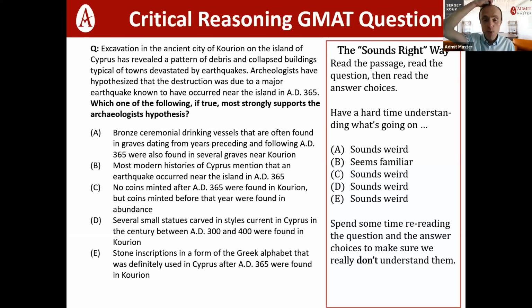We can probably, if we had more time, go back and reread the question. We can reread the answer choices. We can make sure we really don't understand what's going on. And we'll pick B anyway. And after about 3 to 4 minutes, we'll just say, okay, forget it. Let me keep going. Next. Right? That's what most people do.